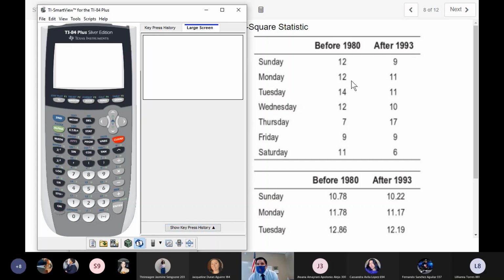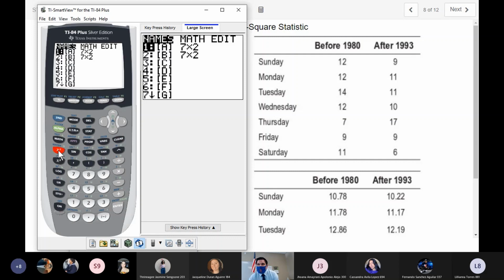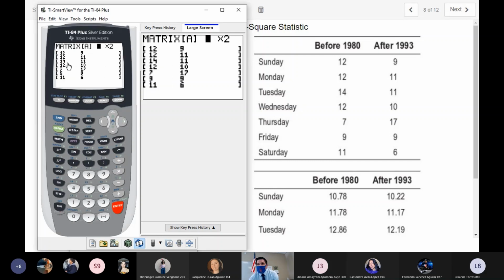We're going to go to second and x minus 1. I've got these in here already, but we'll still go in and look at them. So we'll go to edit. I already have all of the observed counts in the matrix. This is a 7 by 2, 7 rows by 2 columns. And you can see I have 12, 9, 12, 11, 14, 11, all the values. So this one's ready to go.